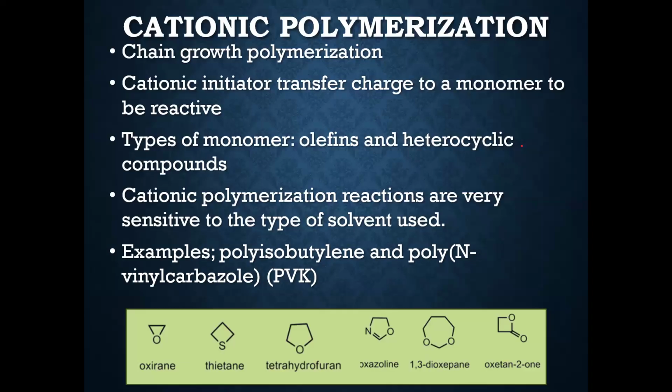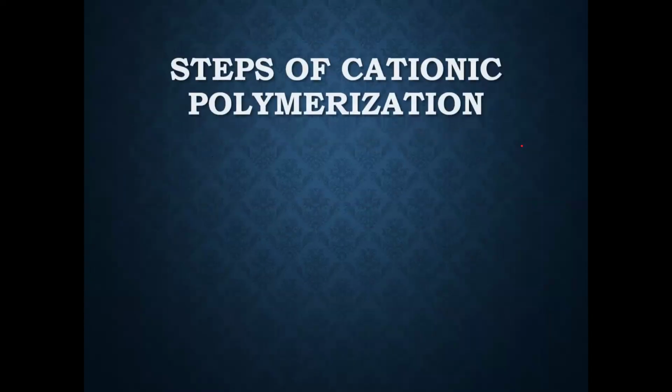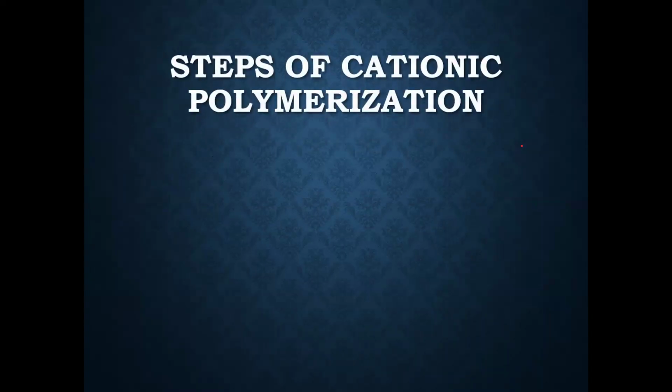These are examples of polymers that are synthesized by cationic polymerization, like polyisobutylene and poly-N-vinyl carbazole, PVK. Then, what are the steps of cationic polymerization? Cationic polymerization is an addition reaction, addition mechanism. So normally it will have three main steps.